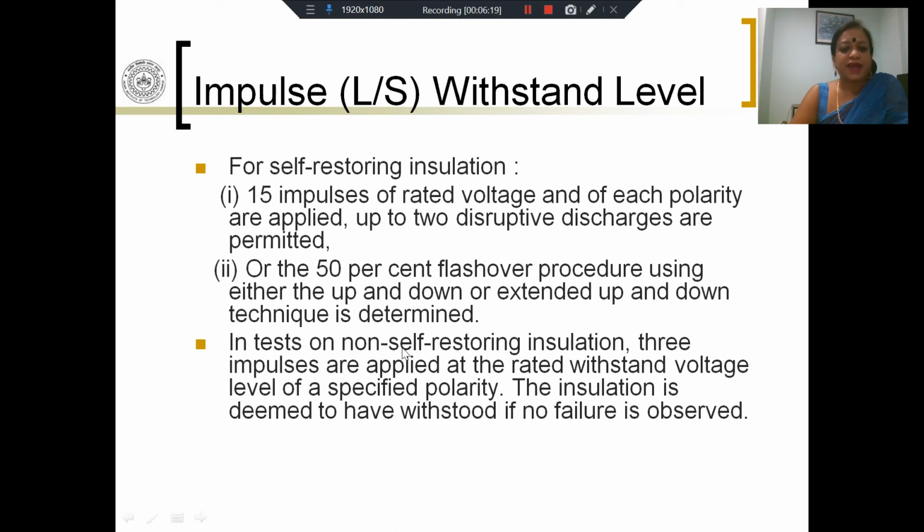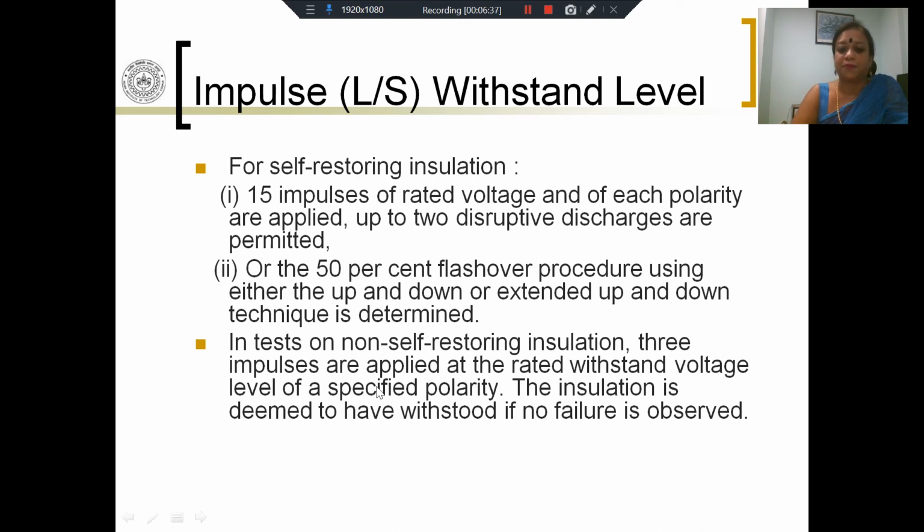Determine what the 50% flashover is and compare that with what you have designed for. In test of non-self-restoring insulation, you cannot allow two breakdowns. So, you also do not want to run the risk of 15 breakdowns being possible. If you have 15 impulses, 15 breakdowns are possible. You do not do that.